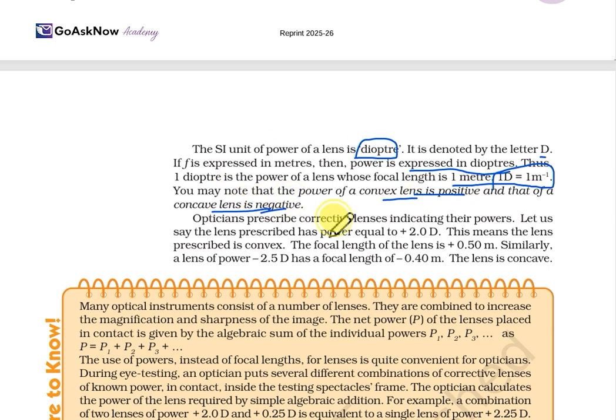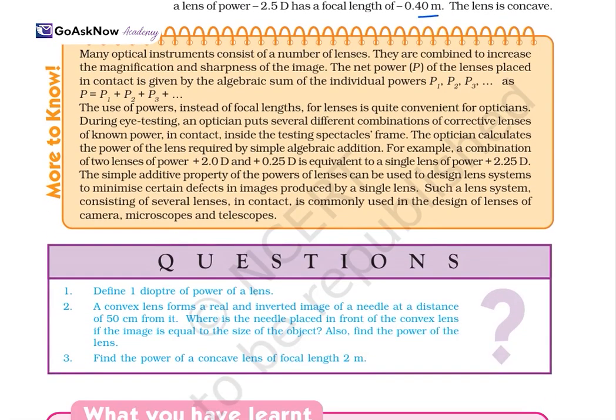An optician prescribes the correct lens indicating the power. Let us say the prescription has a power of plus 2. This means the lens is convex and the focal length is plus 0.50 meter. Similarly, a minus power means a negative focal length, like minus 0.40. So this is a concave lens, and from here they can identify it.